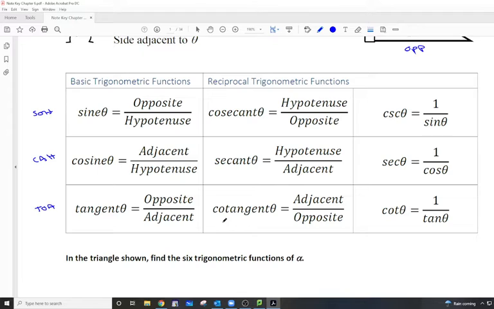Makes it simple. So for all of these reciprocal trig functions, the ratios are flipped. So instead of opposite to hypotenuse, you have hypotenuse to opposite. And you can also think of them as the reciprocal. Cosecant theta is 1 over sine theta. Secant theta is 1 over cosine theta. And cotangent theta is 1 over tan theta.